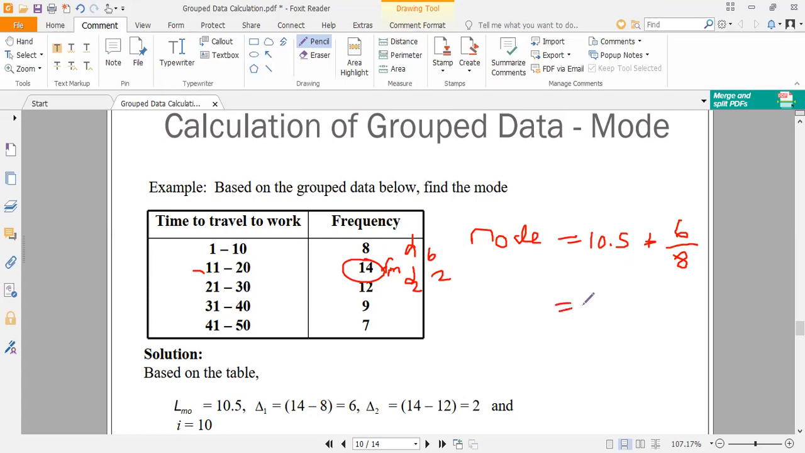I'll give you homework based on this. That's all. Highest frequency, the difference above is D1, the difference below is D2. So you add them, that is the total there. Then our lower bound is 10.5.